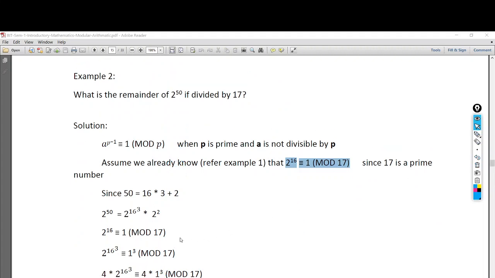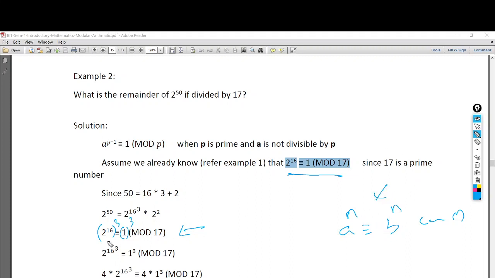So now our equation is something like this. This is something we got from Fermat's little theorem, that 2 to the power 16 is congruent to 1 mod 17, right? So that is something we got. Then we can write 2 to the power 16 to the power 3, so its third power is congruent to 1 to the power 3. Remember, if a is congruent to b in mod n, we can say that any power of a is congruent to the same power of b in mod n.